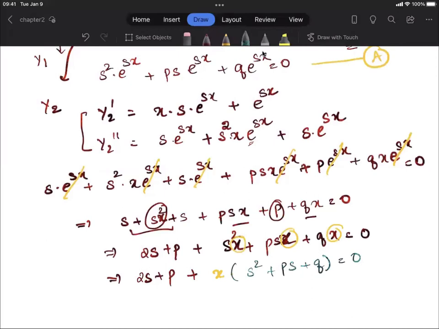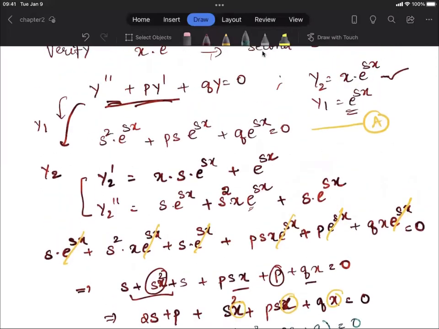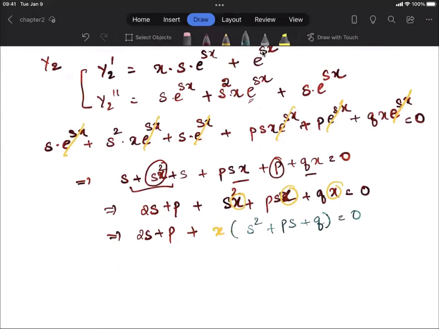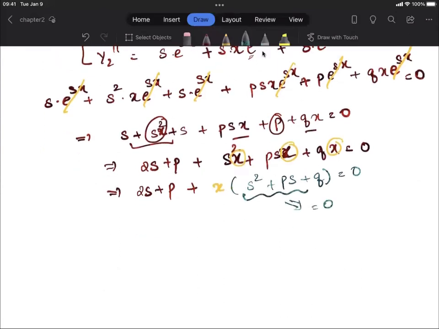However, s squared plus ps plus q equals 0 is what we will get when we use e to the power sx as a solution, right? So when we have e to the power sx as a solution, if I cancel out all of these values, the auxiliary equation is what we get. So this entire term is actually equal to 0. So this simplifies to 2s plus p equals 0, right?